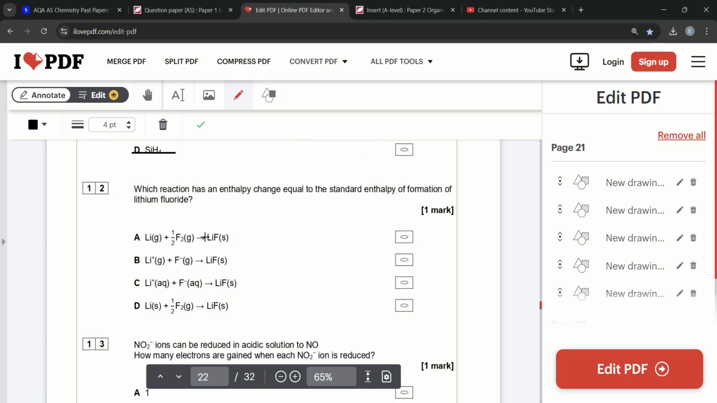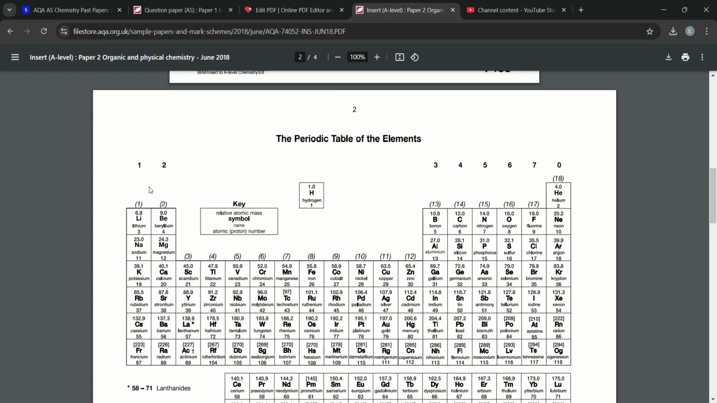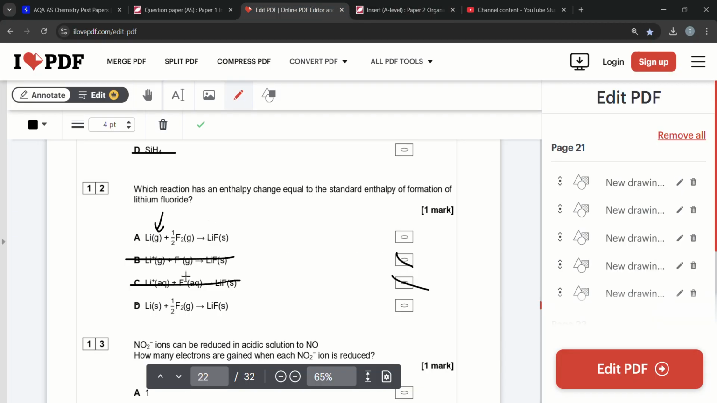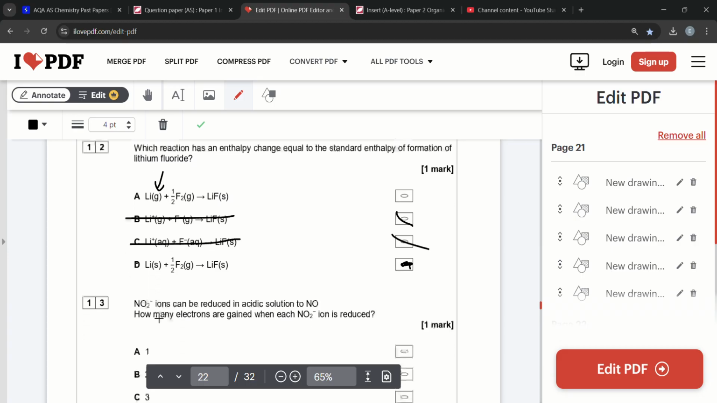Question 12. Which reaction has an enthalpy change equal to the standard enthalpy of formation of lithium fluoride? Can't be the ions, so you can cross the ions out. Has to be its standard elements, no ions, and lithium is not in its gaseous state. If you look at the periodic table, it's quite clearly a metal, so it's going to be D, solid.